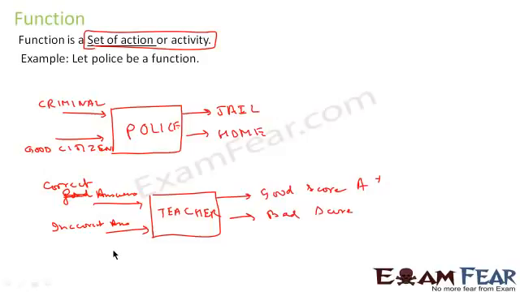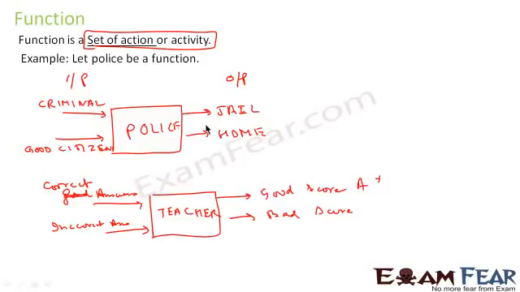Teacher is also a function here. Depending on the input, all the left side is input and the right side is the output. Depending on the input you are giving, whether a correct answer or an incorrect answer, the teacher is giving you a good score or a bad score. Similarly, in case of police, depending on whether police is getting a criminal or a citizen, police is behaving in a different way. This is a very basic overview of function. Function is nothing but a set of actions to be performed. We can consider function as a box, and we can give an input and get the output.